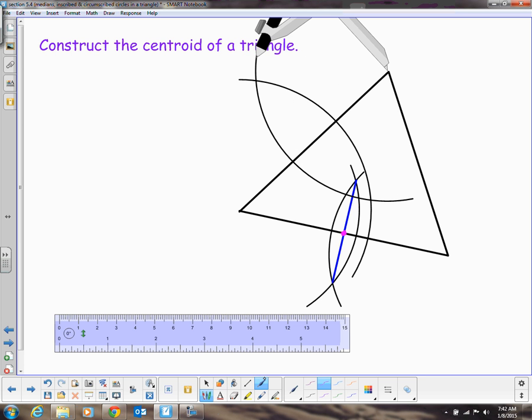So now all we need is the midpoint. I'm going to use a dotted line. So from here to here, here's my midpoint. All right, so now I'm going to draw in from here to my midpoint, and then I'm going to go from my midpoint to the opposite side.